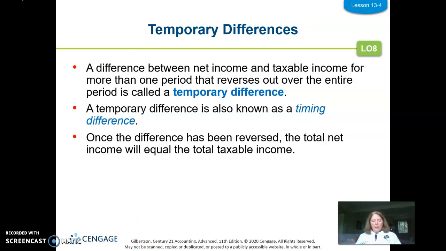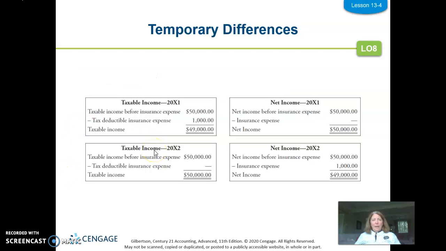So again, for expense things, which are typical, the expenses for net income are when incurred, and for taxable income, it's when paid. And certain ones are not deductible for tax purposes either. So let's look at the temporary difference. The first example, page 392, that it gives you relates to insurance expense.